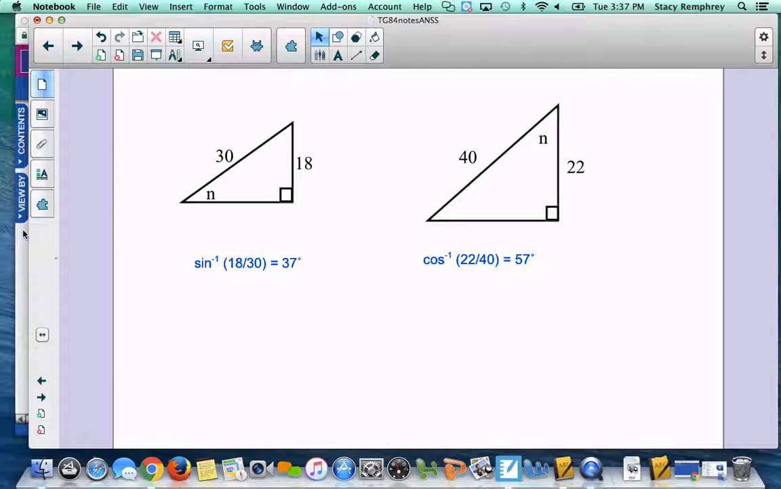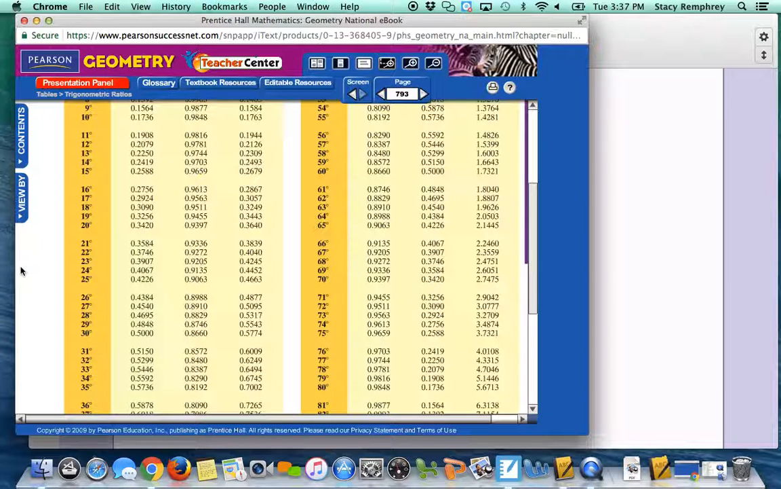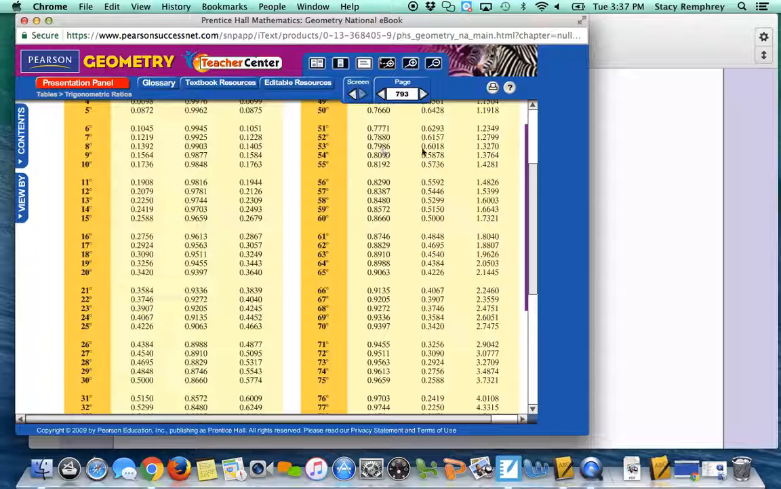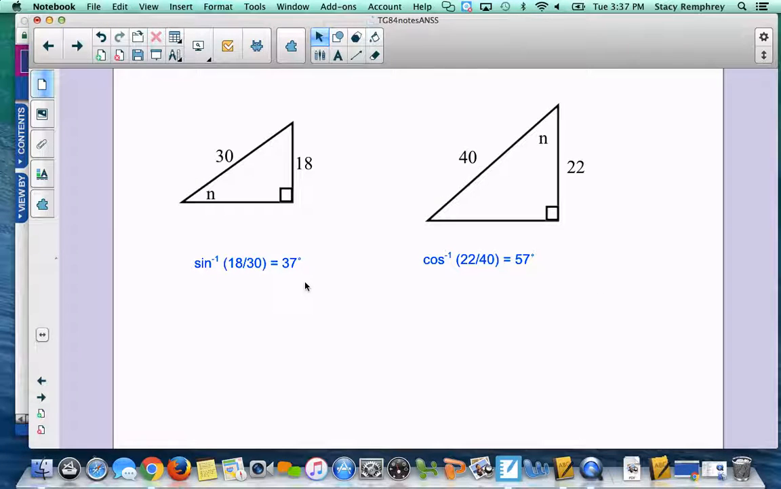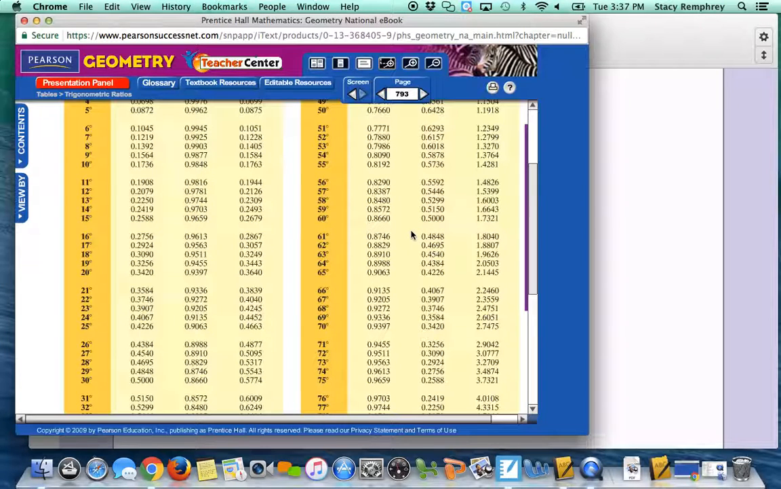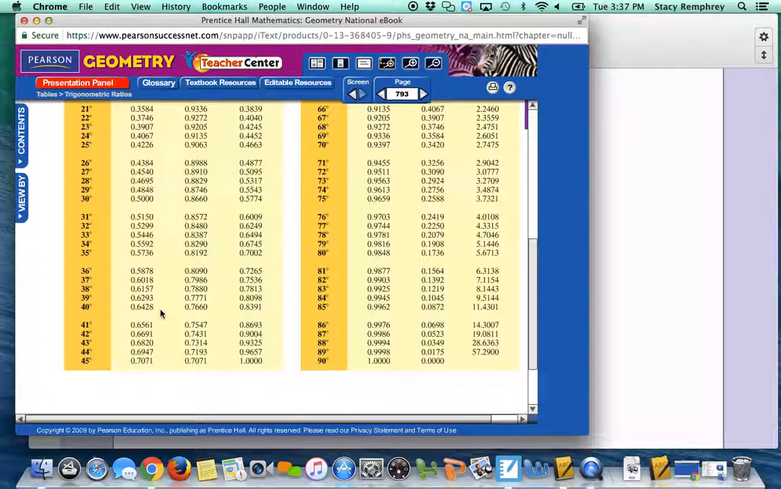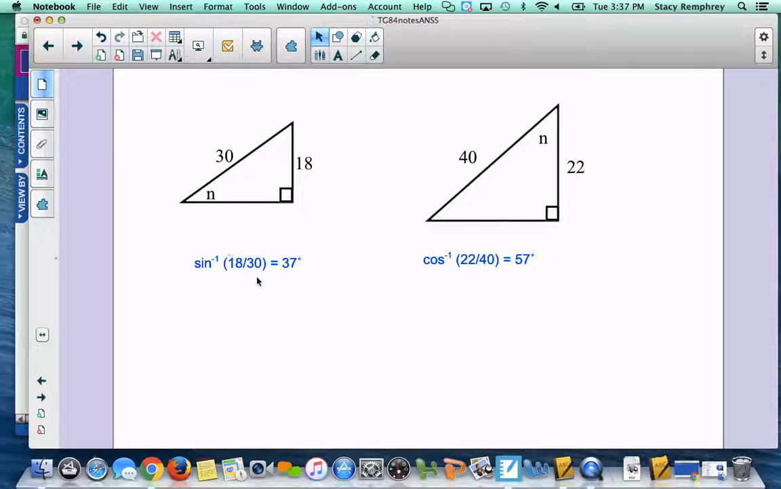If you were doing it the, shall we say, classic way, you would do 18 divided by 30 on your calculator, and you would look up where that is. So I get 0.6 for that. And if I look in the sine column for 0.6, it looks like it's about a 53-degree angle. Oh, wait, I was in the wrong column, sorry. 0.6 in the sine column is 37. The sine column is the first one. And so 37. And same idea here.